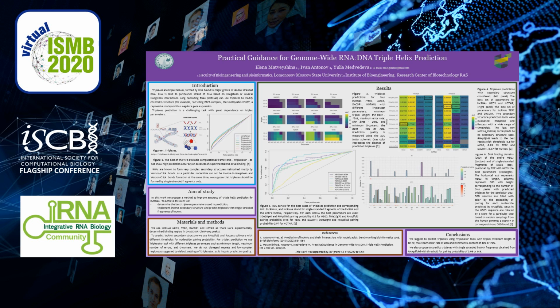So to draw conclusions, we suggest to predict triplexes in this way. You should use Triplexator with 10 nucleotides as triplex minimum length, 20% as triplex maximum error rate, and 30 or 70% as minimum G content. You also should consider not only entire lncRNA but also single-stranded fragments of lncRNA predicted by RNAplfold with 2 thresholds for pairing probability, 0.5 and 0.95.